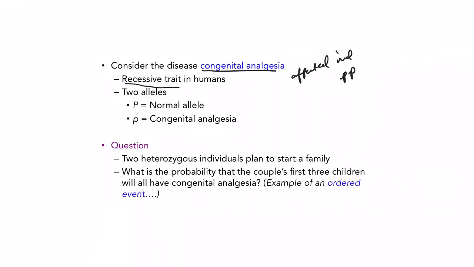Now, the question says that if you have two heterozygous individuals who are planning to start a family, what's the probability that the couple's first 3 children will have congenital analgesia? Like that last problem, this is an example of an ordered event. We want it to happen in a specific way. So let's look at how we actually solve the problem. I've repeated the question here and provided the alleles. I recommend that y'all write those kinds of things out when you're solving these problems.